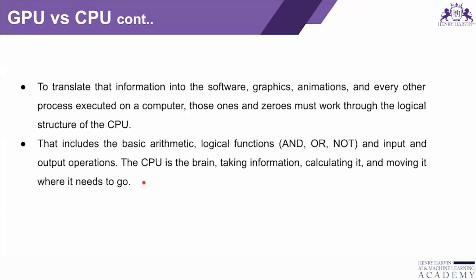It depends on what level of task, what amount of information you are processing through the processor. In the CPU, information is translated into software, graphics, animation, every other process executed by the computer, which is converted into ones and zeros. The combination of ones and zeros is just converting human-level language to the binary level. Binary level means zero and one. So the processor can just process binary operations.